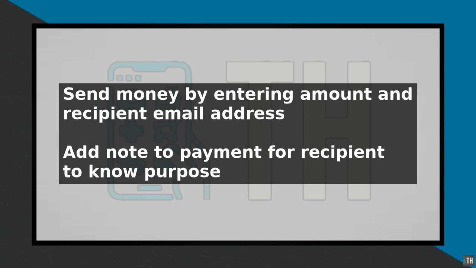To request money from someone using Cash App, simply enter the amount you want to request in the email address or phone number of the person you are requesting from. The person will receive a notification and can then send you the funds.